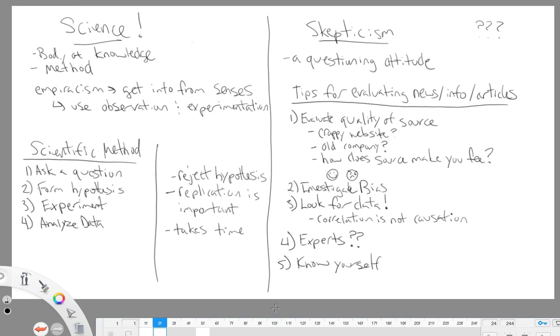So because of that, we often replicate studies, and we're going to do multiple studies on a topic or in a field. And as we do more and more studies, we gain more and more information, and we learn more and more about some aspect of the world.